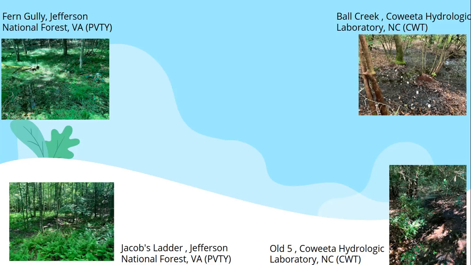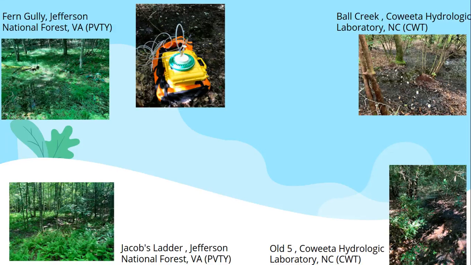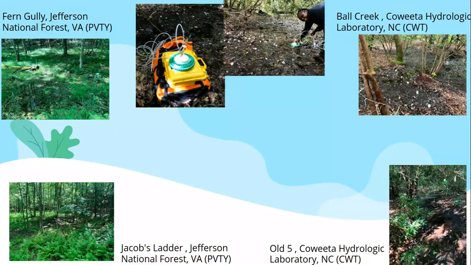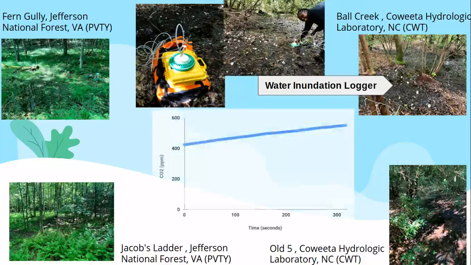So for the methods, I took flux chamber measurements from sites in each wetland over the course of 3 months in summer 2019. Then we placed water inundation loggers across transects within each wetland to see how water presence changed over the course of time. In the center, you'll see an example of how flux was calculated using carbon dioxide emissions over a short period of time, usually being 300 seconds or 5 minutes.